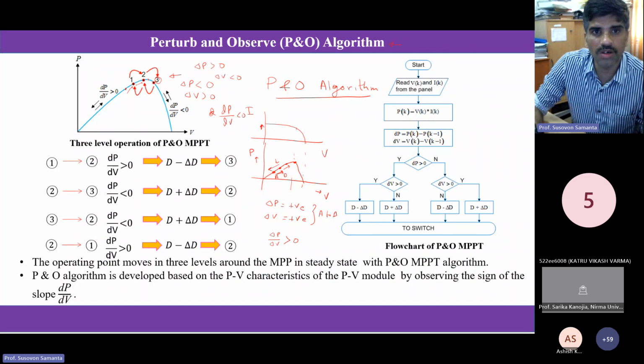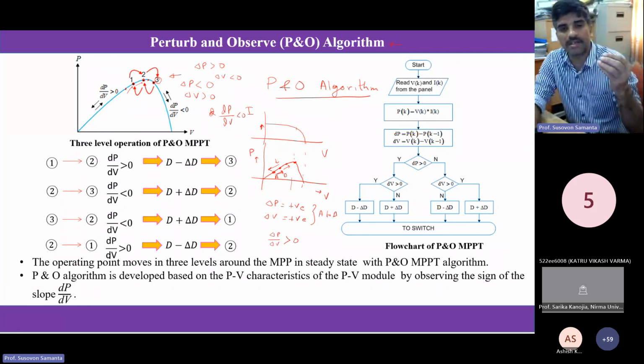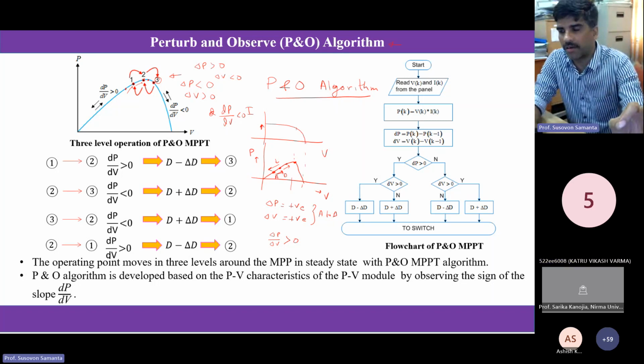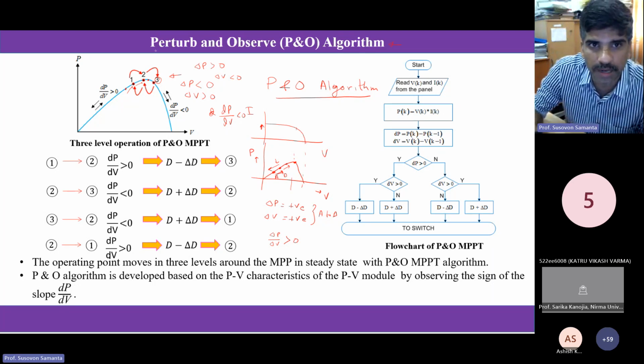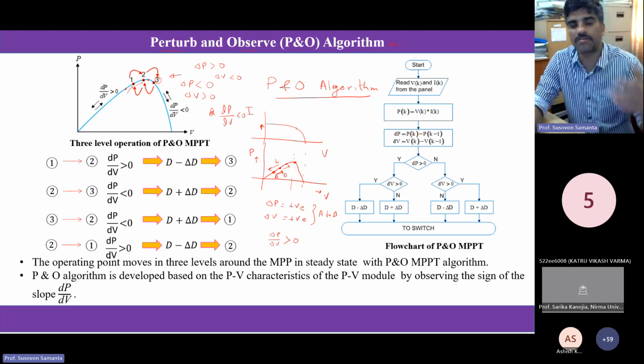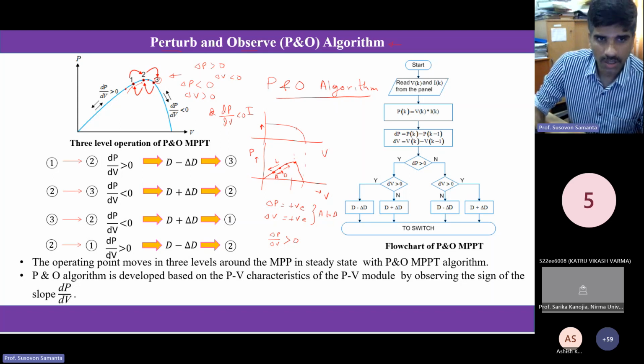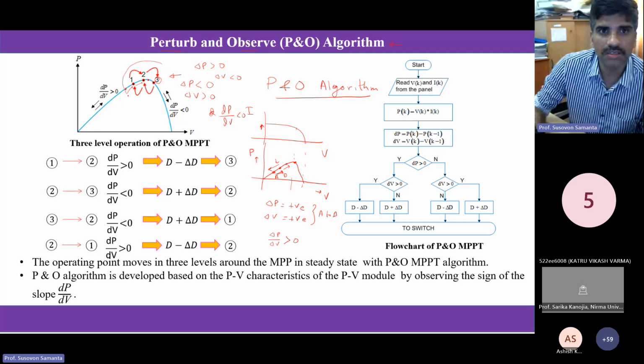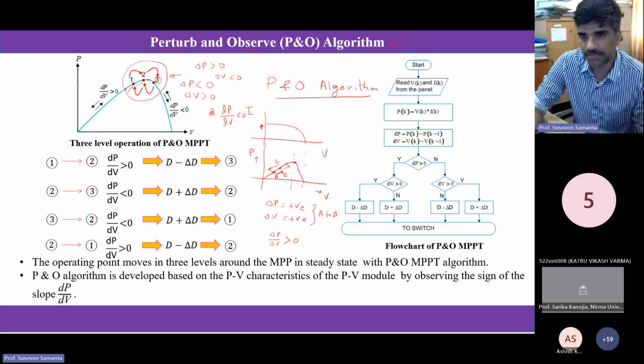So although this is your MPP point, it will never stop exactly at that point, because that is the name. It is perturbing and you are observing. So that is why it is called perturb and observe, and then take your decision. So it will move, it will oscillate about this MPP point.